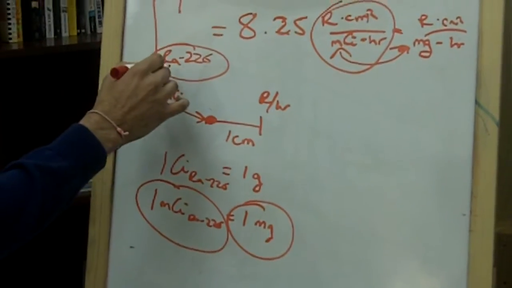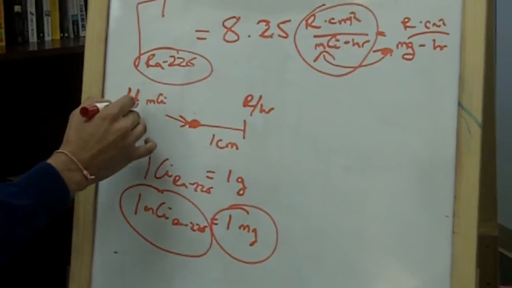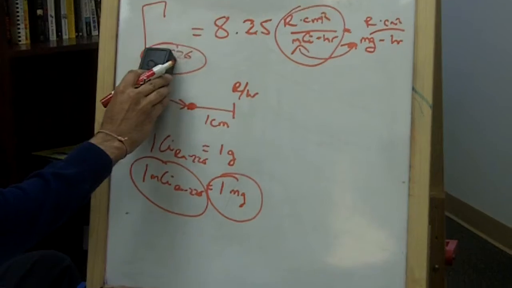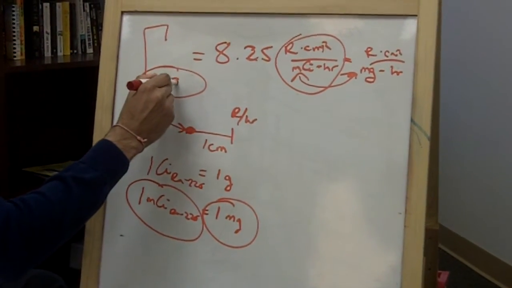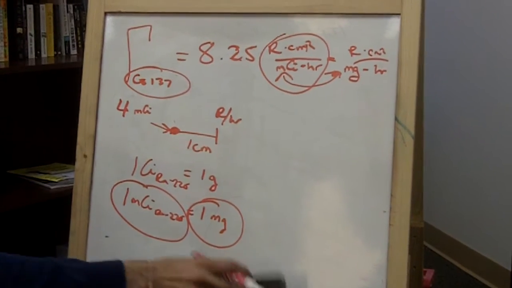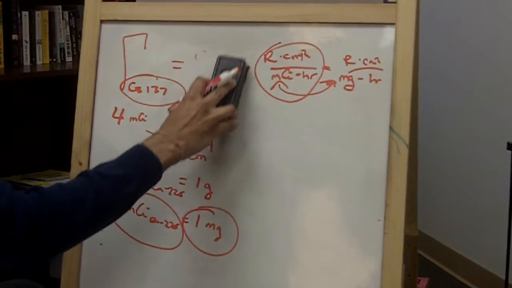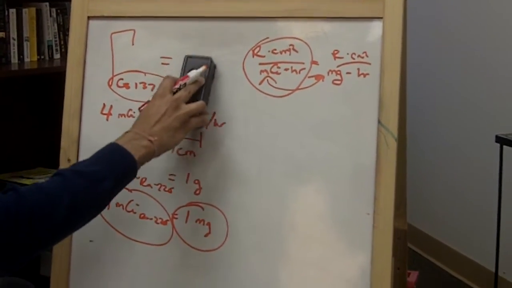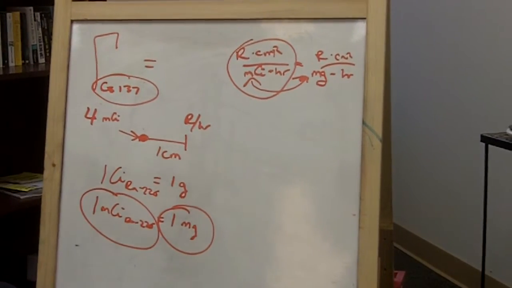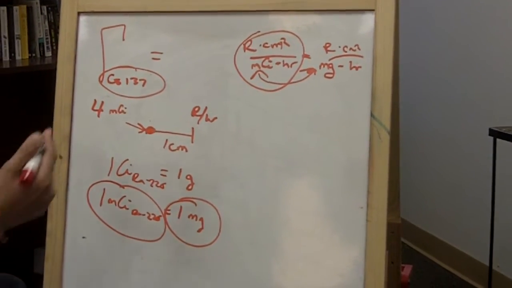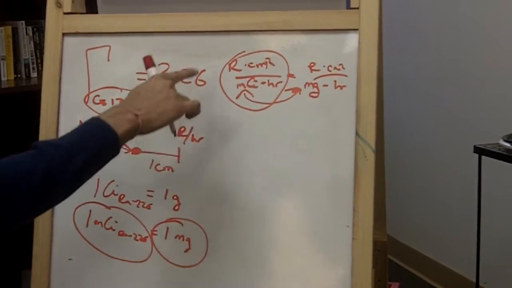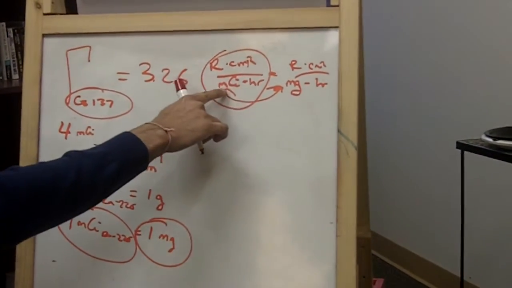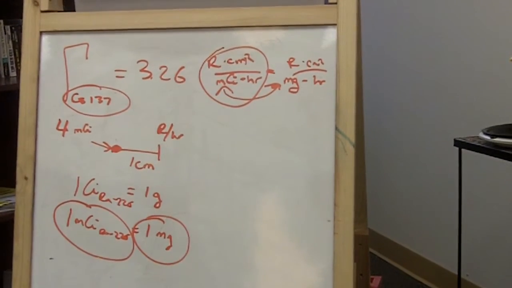Instead of saying 2 millicuries of radium-226, now I'm going to change this. I'm going to make this cesium-137, and I'm going to say 4 millicuries. In order to do that, we still have to know what the exposure rate for 1 millicurie is, and do you guys know? 3.26. 3.26 Rankins per hour per millicurie at 1 cm away.